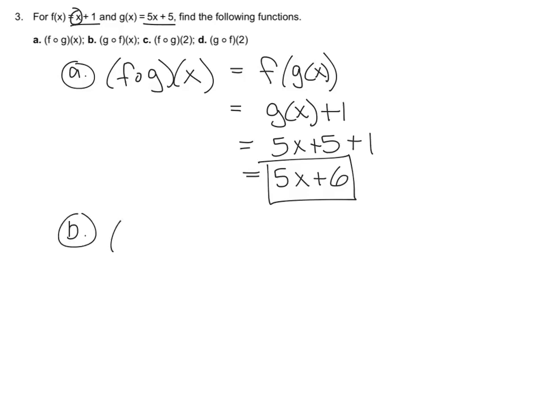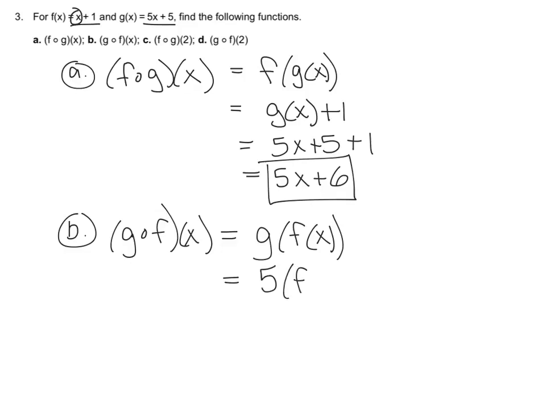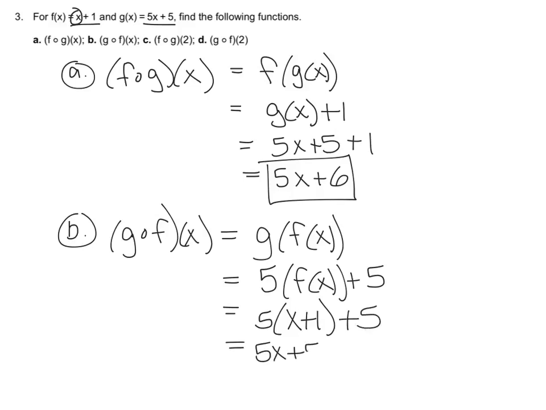Next, we're going to find the composite function of g and f. So we're doing the opposite. We're going to take the function g, and wherever we see an x, we're going to replace that with f of x. So g is 5x plus 5. So we'll have 5 times f of x plus 5. And f of x is x plus 1. So this is 5 times x plus 1 plus 5. We'll distribute the 5, so we get 5x plus 5 plus 5, and then combine like terms by adding the 5's together, and we get 5x plus 10.